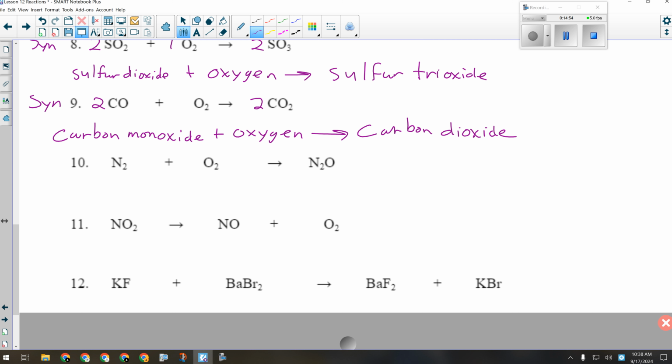All right. Now, on this side here, my carbons are balanced, and I have how many oxygens? Four. Do I have four oxygens over here? Yes. Then I'm done, right?